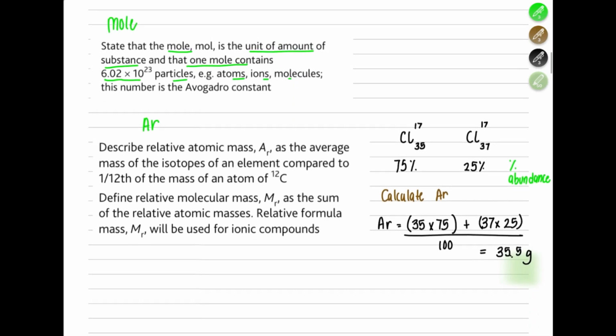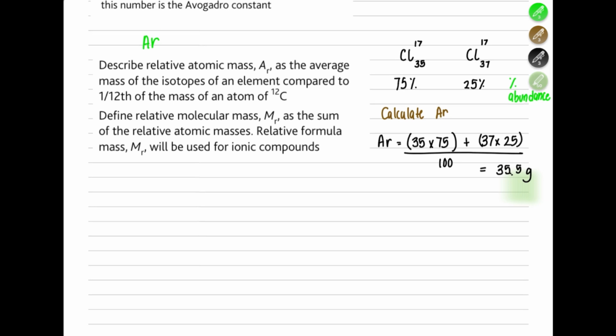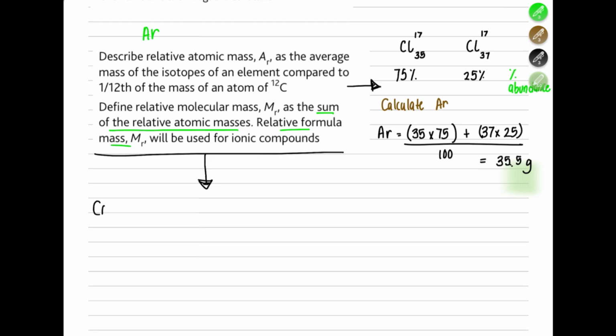Now what about MR? MR is the same thing, but here we'll talk about molecules. Relative molecular mass is the sum of the relative atomic masses. So a molecule is made up of different atoms, right? So we basically just add the atomic masses of each of the atoms present in the molecule. Relative formula mass MR will be used for ionic compounds. Let's look at an example. Let's say calculate MR of water.